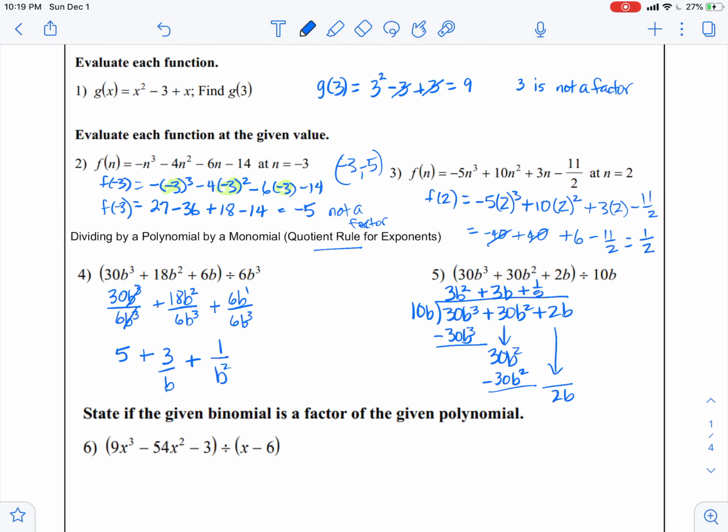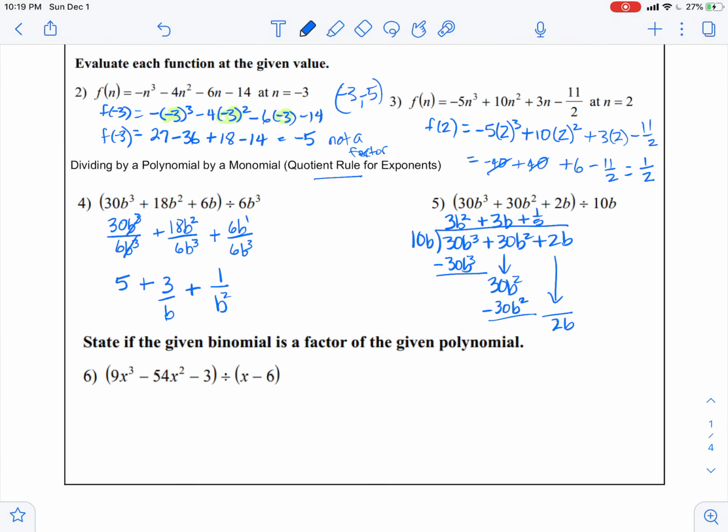Okay? Now, again, you can decide which way you like best. I definitely think how I did number 4 is easier. You can do that pretty quick. Okay. So we'll do one more along with these.